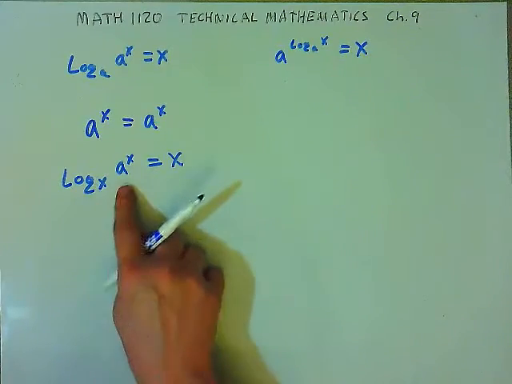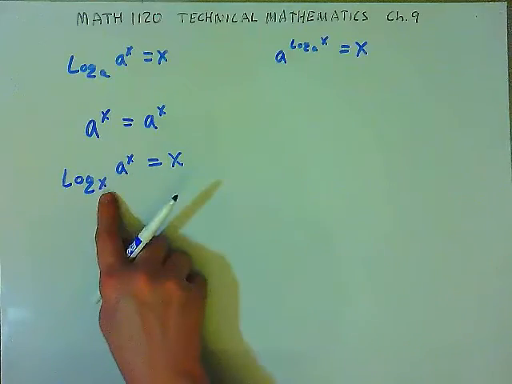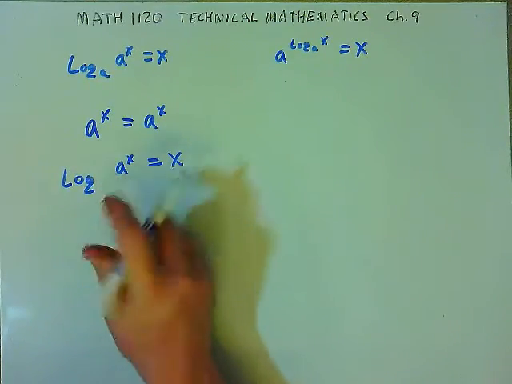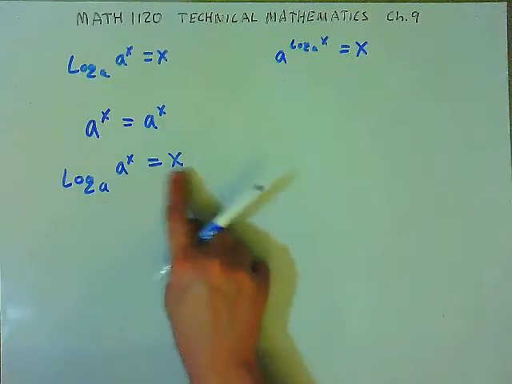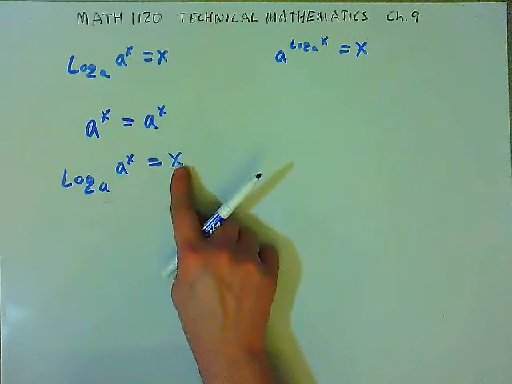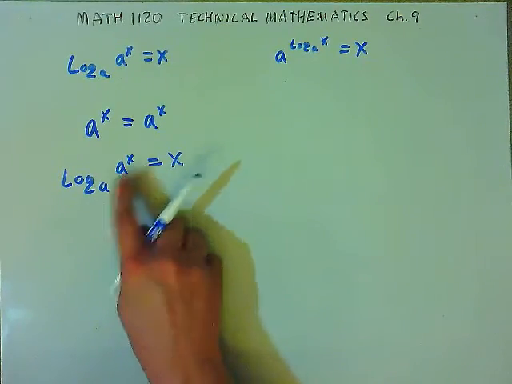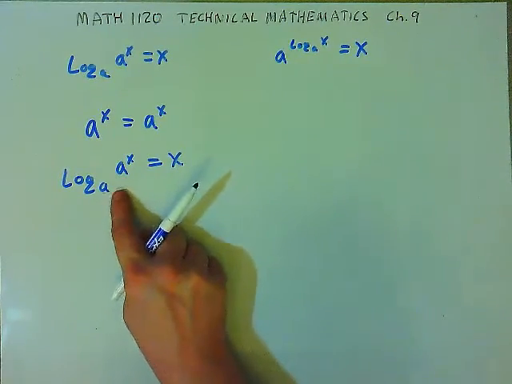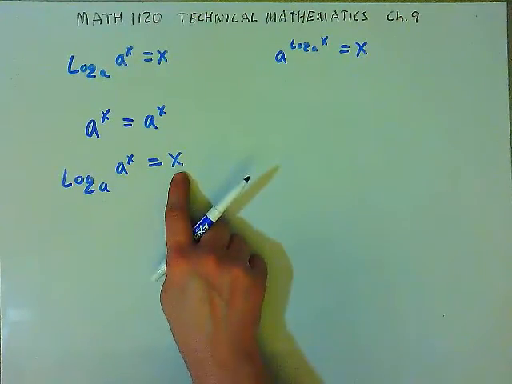And so anytime, and I'm sorry, I made a big mistake here. The base is supposed to be a, not x. This is log base a of a to the x, which should be equal to the exponent x. And so anytime we have log base a of a to some power, and a can be any real number, the log base a and the a cancel, and the answer is just whatever the exponent was.